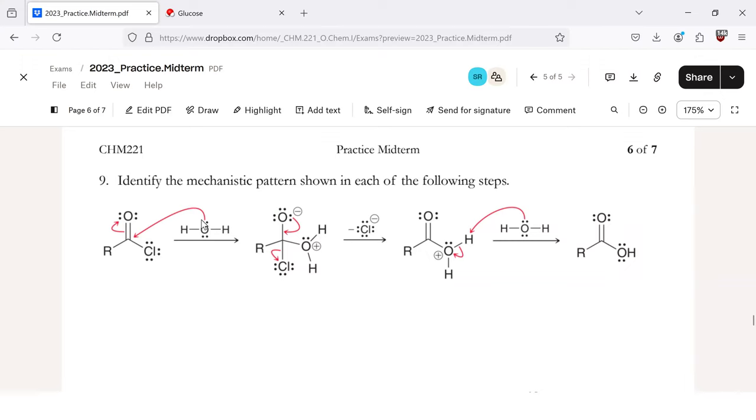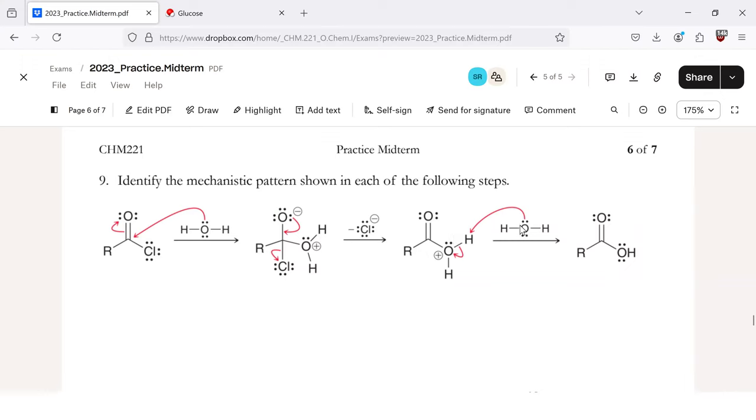And so here we've got a lone pair attacking a partial positive. That's going to be nucleophile attack. Here we have several things happening. We have a pair of electrons coming down, but then chlorine is leaving and taking its electrons with it. So that's leaving group leaves.